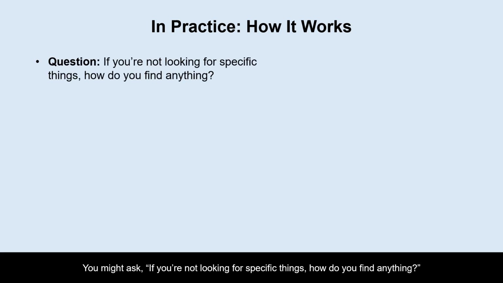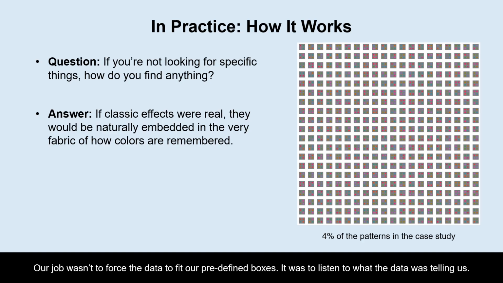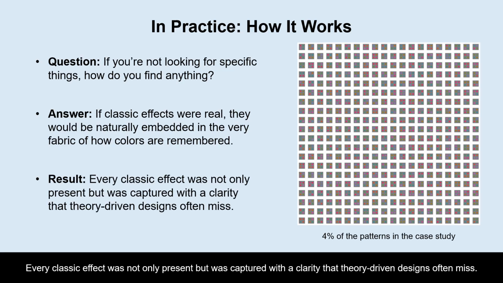You might ask, if you're not looking for specific things, how do you find anything? The answer is, we are looking, but we're using a wide-angle lens, not a microscope. As you can see from these examples, we trusted that if classic effects, like interactions between items or categorical effects, were real, they would be naturally embedded in the very fabric of how colors are remembered. Our job wasn't to force the data to fit our predefined boxes. It was to listen to what the data was telling us, and it worked. Every classic effect was not only present, but was captured with a clarity that theory-driven designs often miss.